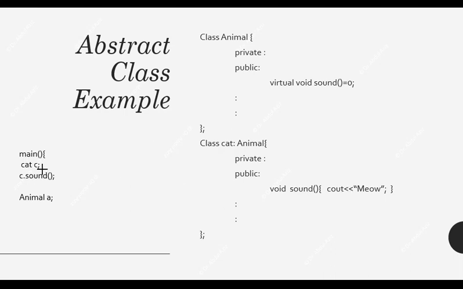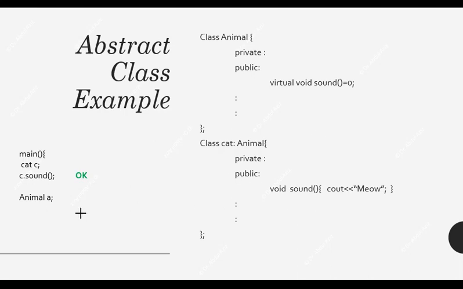So I can create the object of class cat, because cat is not an abstract class. This class does not contain any method with the keyword virtual. What about animal? Now when I call c.sound, it's okay, it will be called from this particular area.